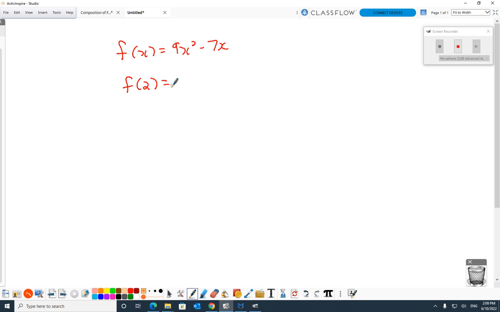Make the x 2. That is, wherever you see x, write 2. So we mean 9 times 2 squared minus 7 times 2. And then from there, you just work it out. You go, okay, well, 2 squared is 4. And I get 36. 7 times 2 is 14. 36 minus 14, 22. Something like that, yes?